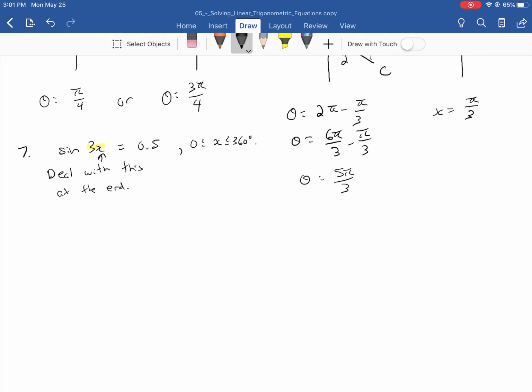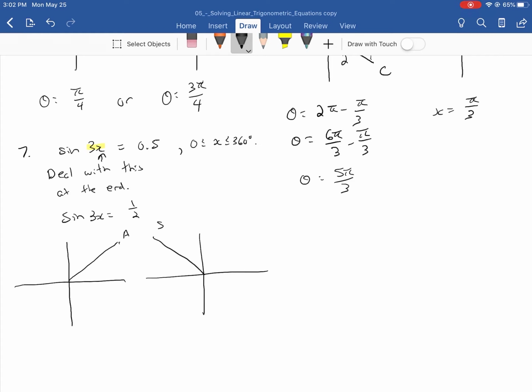Because there's a little thinking that has to come at the end that the first time you see this will be a little easier to see in degrees. So sine 3x equals 0.5. Now, again, the 3x, I told you, we'll deal with it at the end. Okay, so sine 3x equals 1/2. So we're talking about a sine situation, and it's got to be 1 over 2. So far, so good. This is not a big deal so far.